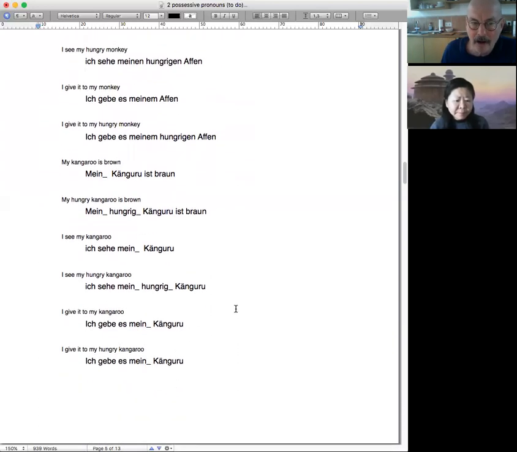My kangaroo is brown. Kangaroo is neuter. Okay, neuter. My kangaroo is brown. My hungry kangaroo is brown. Yeah, I see my kangaroo. Ich sehe meinen, hold on. Row two.